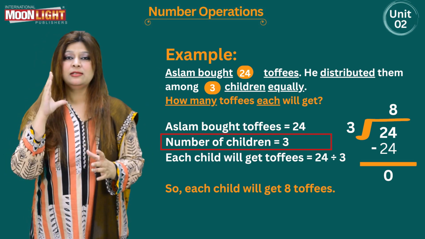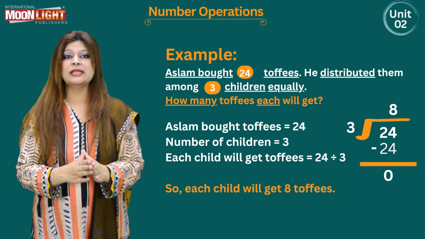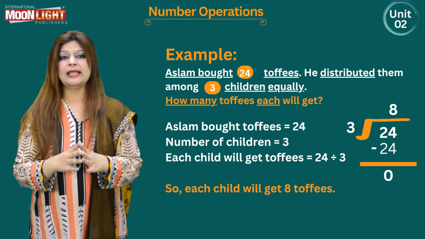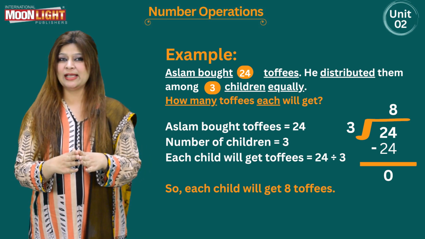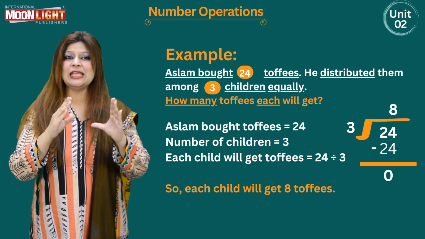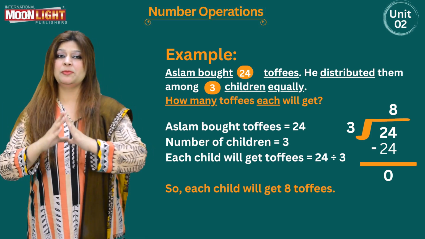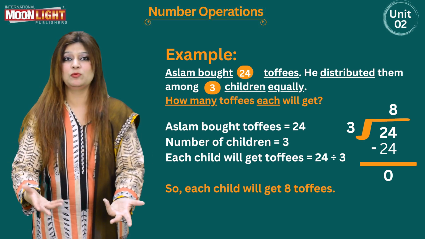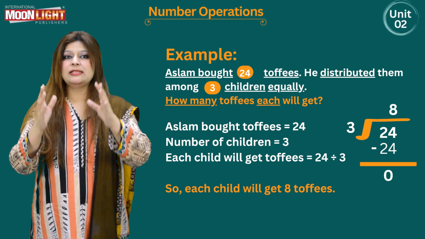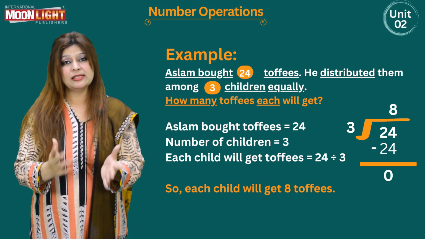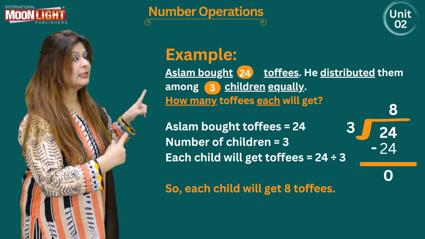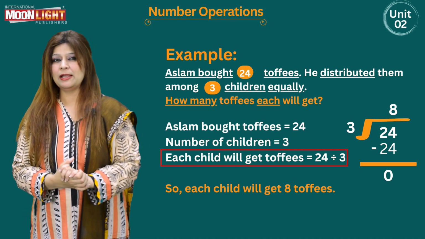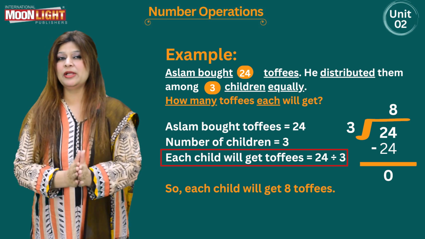Now, finally, the third statement. The third statement is this. How many toffees each will get? From this statement, I will get that I have to find out each child's distributed toffee. Every child has received toffees. I have to find this thing out. So, I have to rephrase this understanding. How will I do it? I will write it down like: each child will get toffees. Every child has received toffees and I have to find out how many.